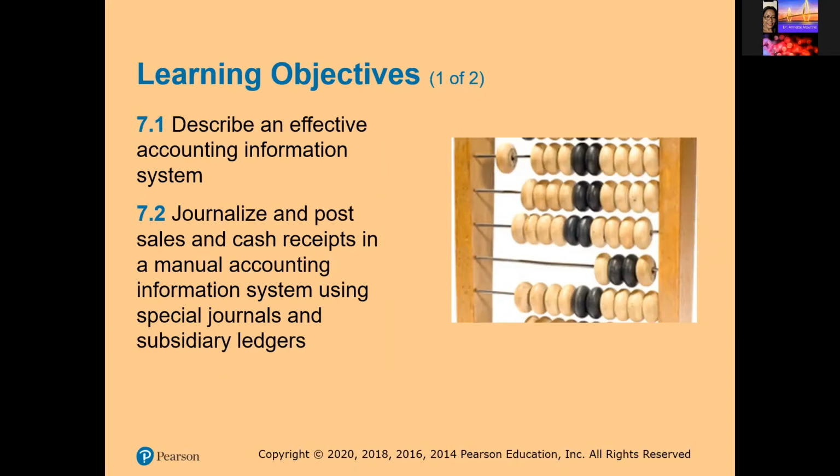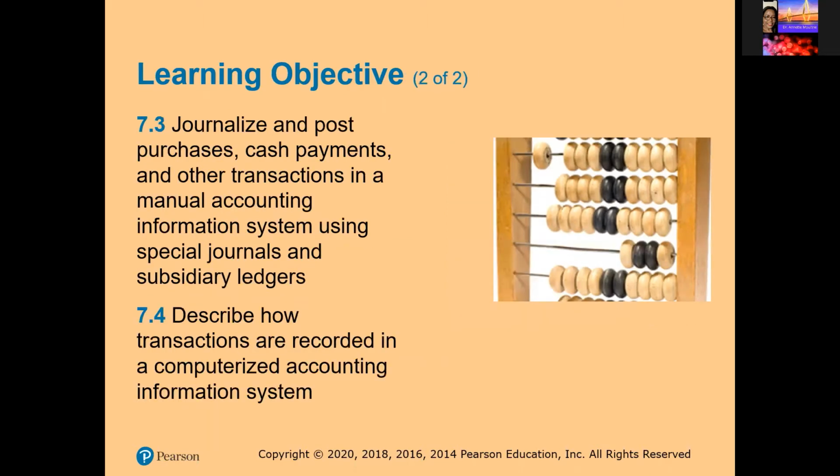The learning objectives are 7.1, describe an effective accounting information system. 2, journalize and post sales and cash receipts in a manual accounting information system using special journals and subsidiary ledgers. 3, journalize and post purchases, cash payments, and other transactions in a manual accounting information system using special journals and subsidiary ledgers. And 4, describe how transactions are recorded in a computerized accounting information system.